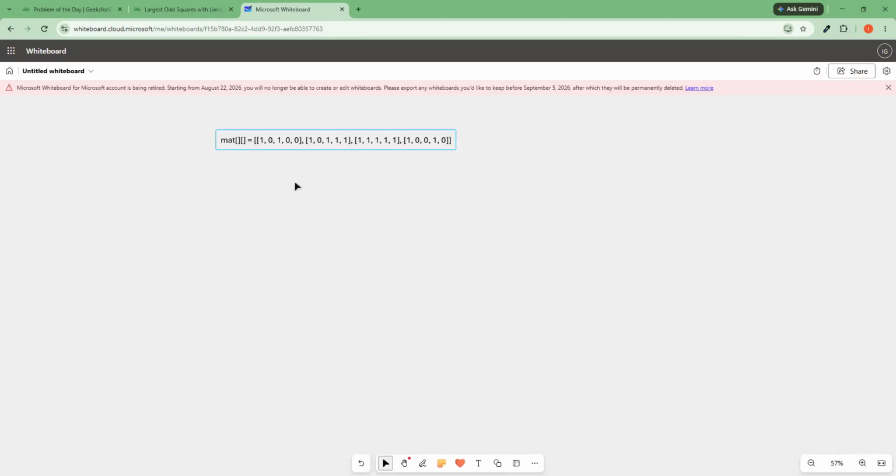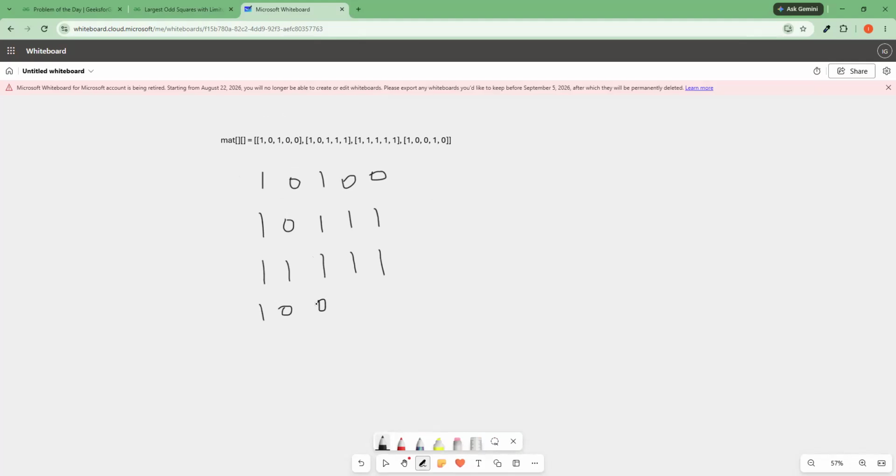Let's first draw the matrix, how it will look. 1 0 1 0, and this is 0 again, this is 1 0 1 1 1. There are multiple points to understand the minimal requirement or prerequisite for this problem, but I will try my best to explain from the beginning level.